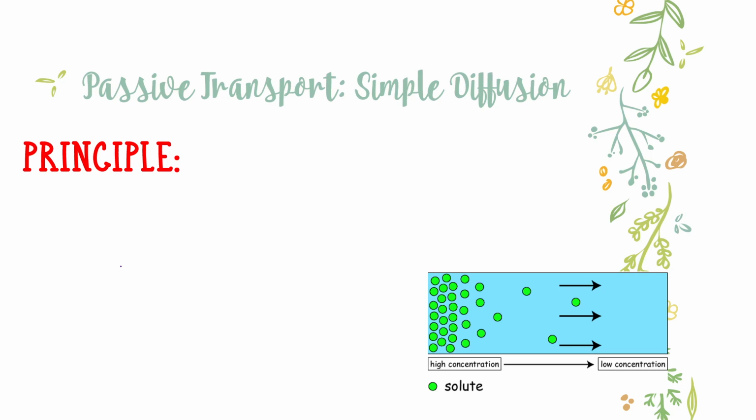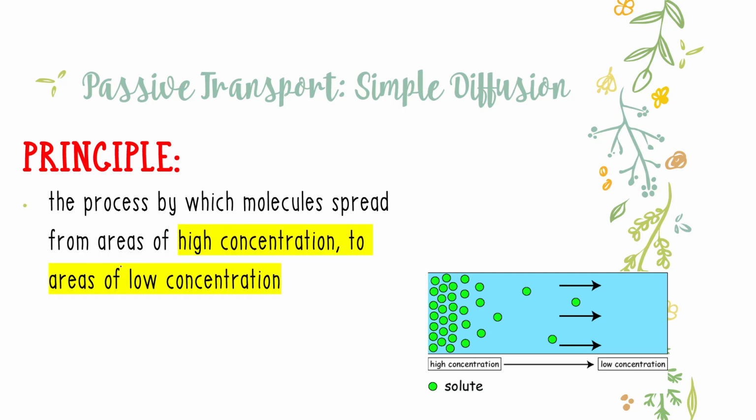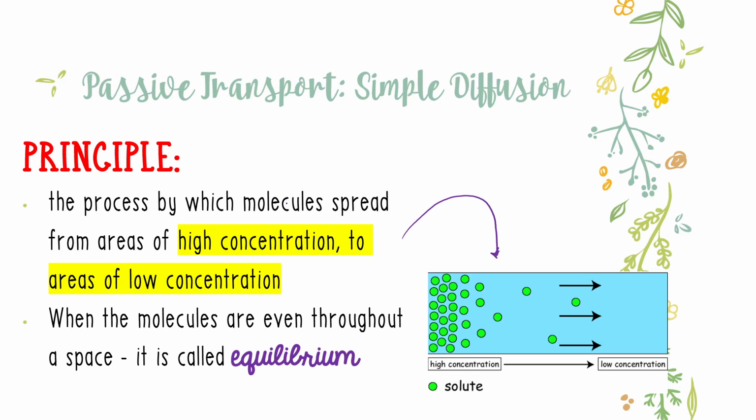Now, the principle behind your simple diffusion, kids, is that it spreads your molecules from an area of a high concentration to an area of a low concentration, and that is referring to this image. So when your molecules are even throughout a certain space, that means that it already reaches an equilibrium. And when we say equilibrium, it means na balance na po ang both area or all areas in a given space.